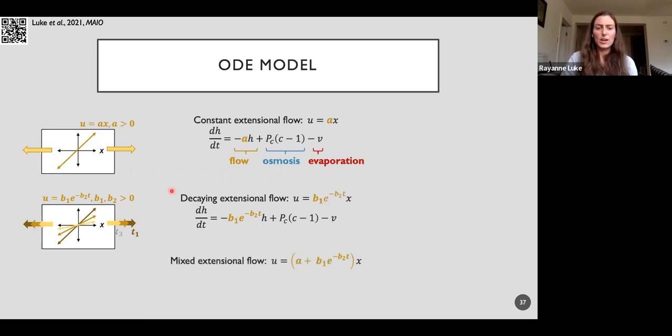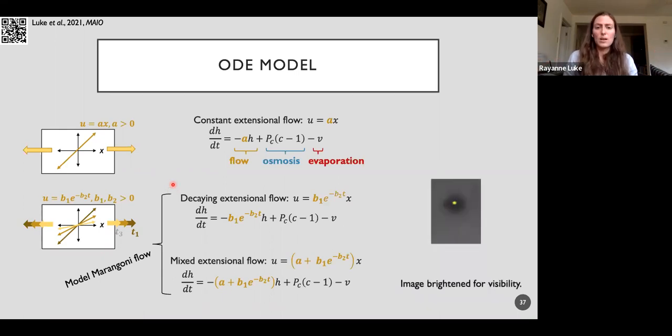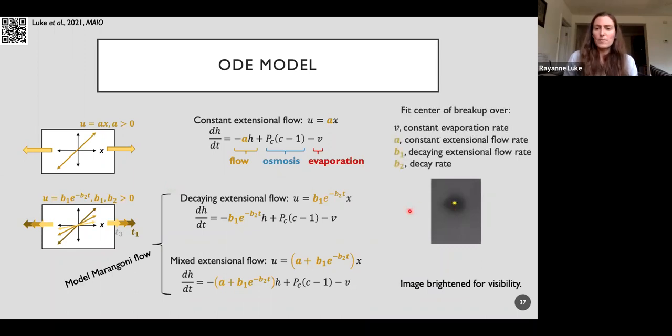So if we put them together, the constant and the decaying extensional flow, we again have a very similar looking model. And these last two are designed specifically to model Marangoni flow, because as we saw with the example with the pepper flakes, the tangential flow is very quick and then stops. So we wanted to be able to model that. So we will fit just the very center of a breakup region with this model. And we will do so over 4 parameters that show up in these models: a constant evaporation rate, and then 3 flow terms.